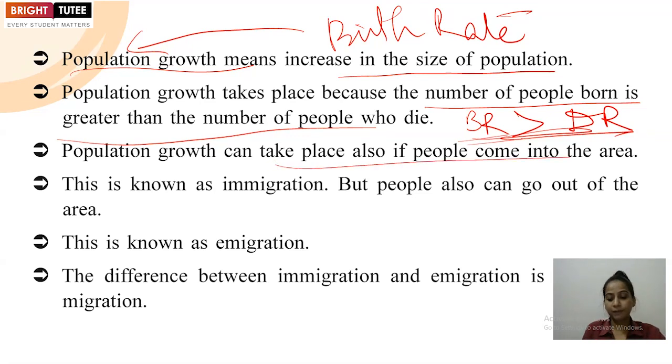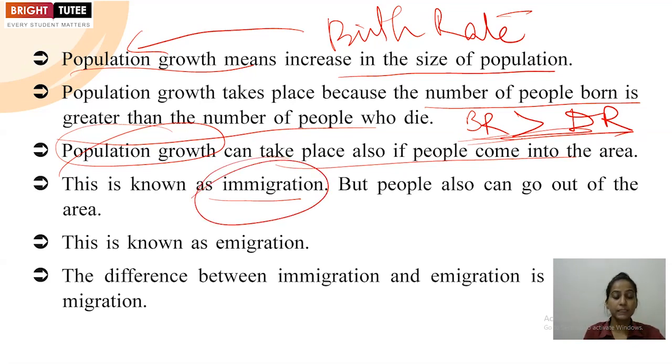Population growth can also take place if people come into the area. That is another factor, which we will call migration. What do we call it? When people are moving from one place to another, we call it migration, and that is also one of the reasons which leads to population growth of that particular area. Here, if people from outside come into that particular area, we call it immigration.